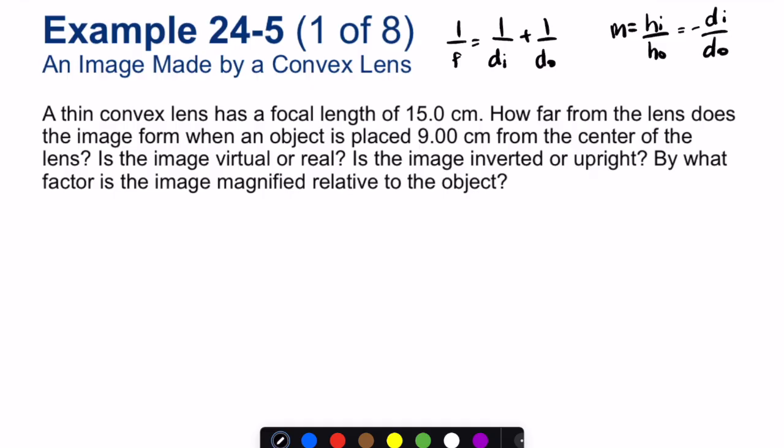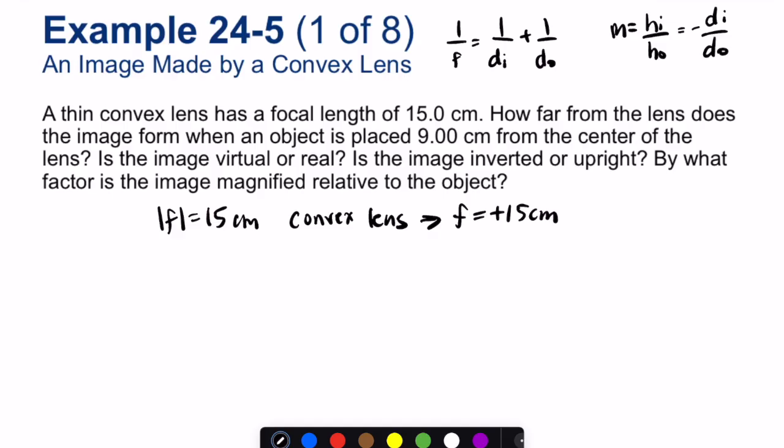So we have a thin convex lens, and it has a focal length of 15. So first question is, f is 15. Magnitude of f is 15. Is it positive or negative? Well, it's a convex lens, and convex lenses are converging lenses, okay? So we know that it's going to be a positive value. So f is going to be equal to positive 15.